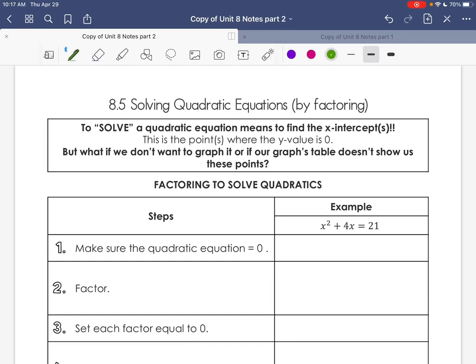So today we're going to do 8.5, solving quadratic equations by factoring. Remember that to solve a quadratic equation means to find the x-intercept. This is the point where y is 0. And that can be 1 point or 2 points.